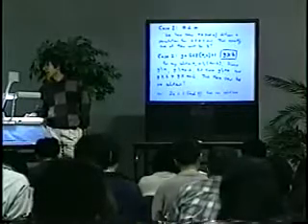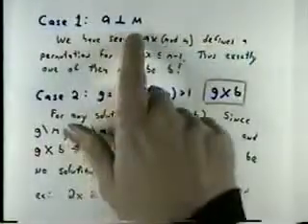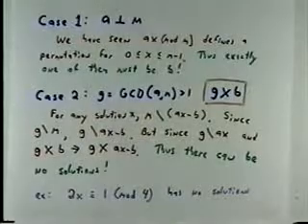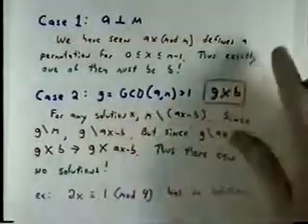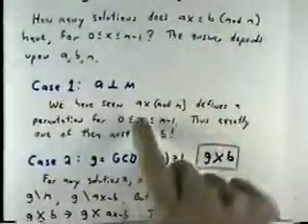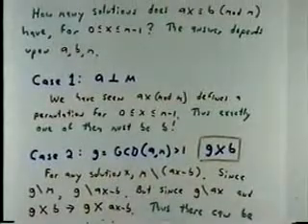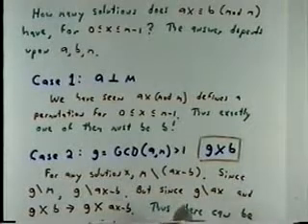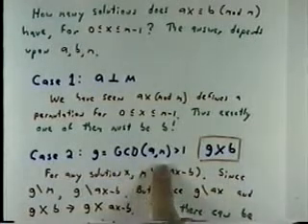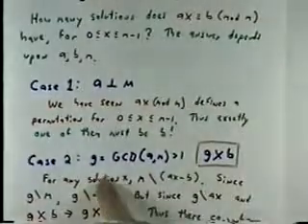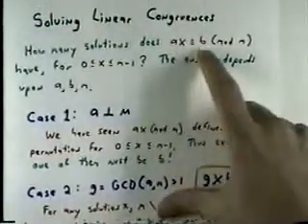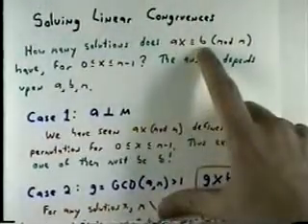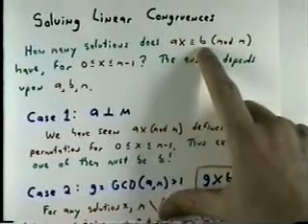What if, on the other hand, now they're not relatively prime? That means that the greatest common divisor of the multiplier and the modulus is greater than 1. If they're relatively prime, the greatest common divisor of the multiplier and the modulus is 1. So we're going to distinguish two cases. Does this greatest common divisor divide b, our constant, or not?